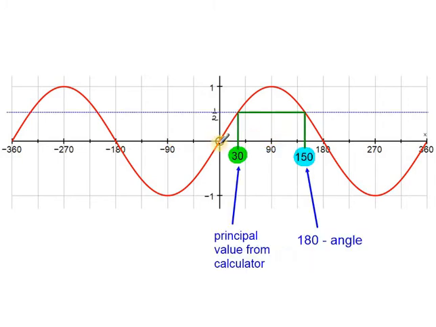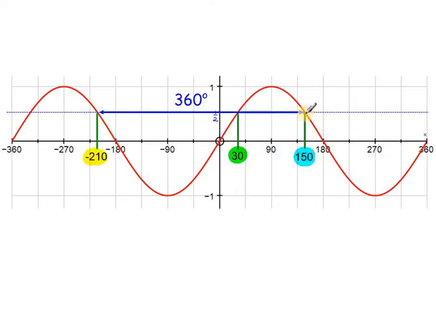To get the next angle, using the symmetries of this portion of the graph, from this point to this point is 30 degrees, then from this point to this point is also 30. So 180 minus 30 gives us 150. And then using the period property of the graph, 150 minus 360 gives us minus 210, and 30 minus 360 gives us minus 330.